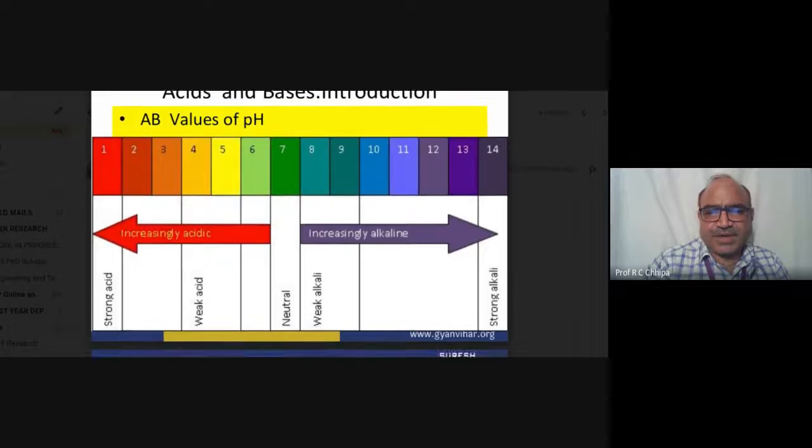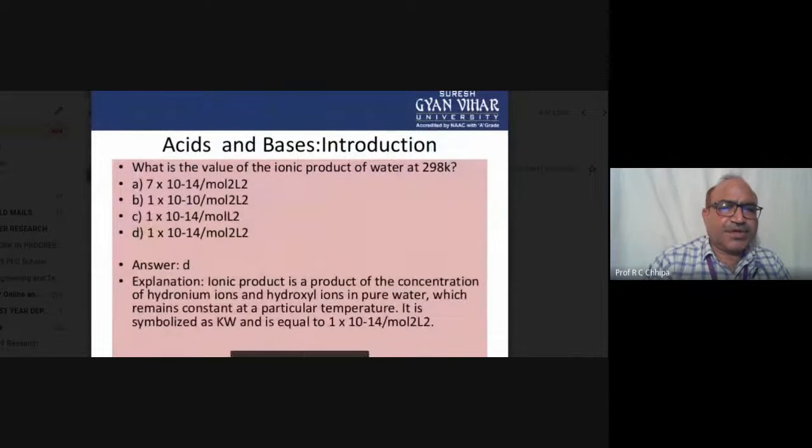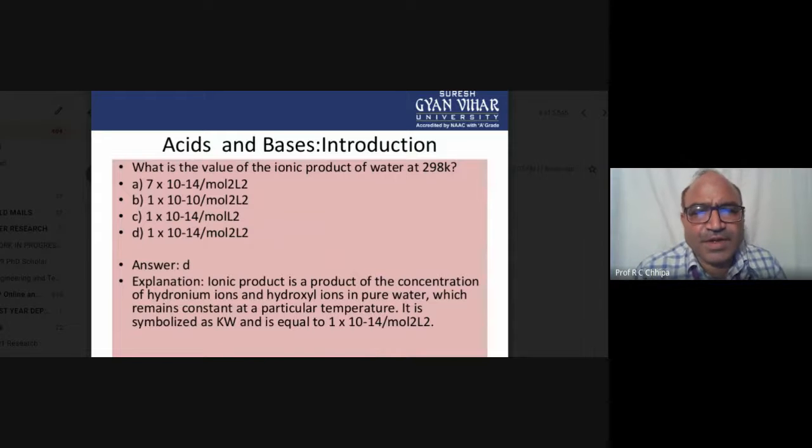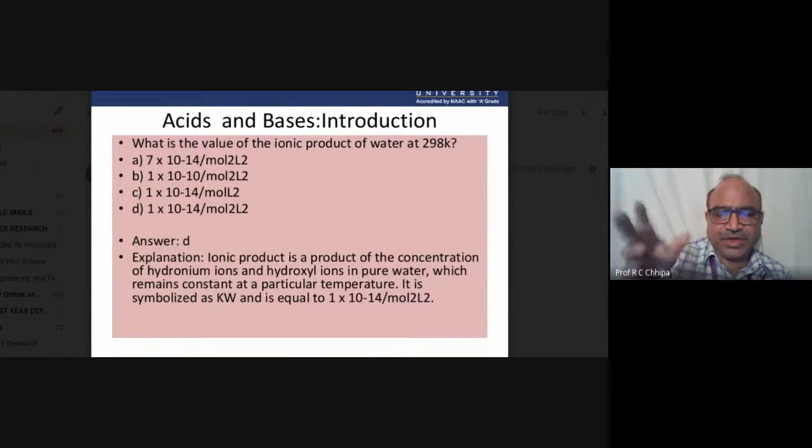A similar aspect applies to bases. So here are some of the questions. What is the value of the ionic product of water? The answer is 1 × 10^-14 mol² per liter squared. So the ionic product can be explained. This is a significant question.